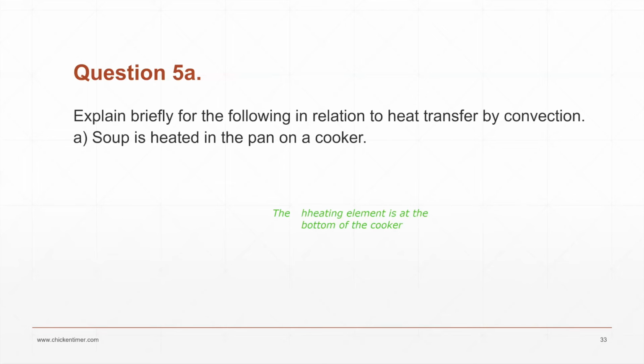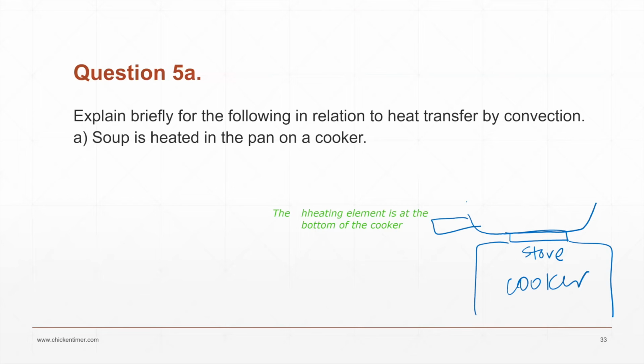The heating element is at the bottom of the cooker. Soup is heated in a pan on the cooker. Means you have a cooker, a stove, then you put your saucepan on top. Then this stove is part of a thing called the cooker. Then you have soup inside here.